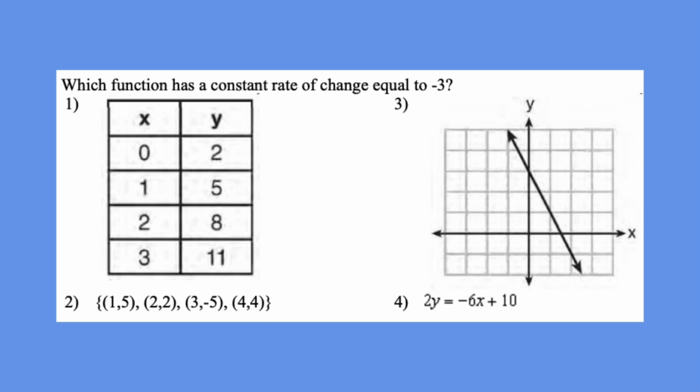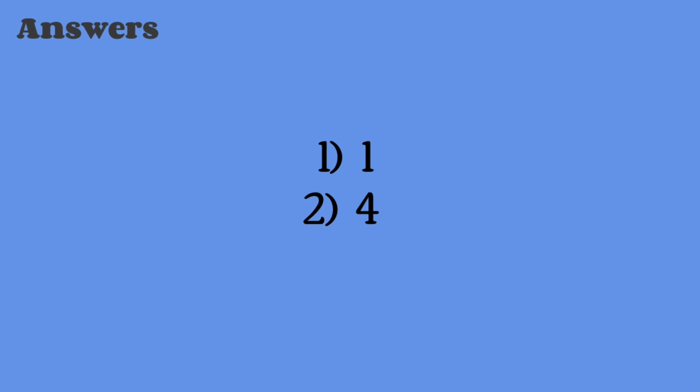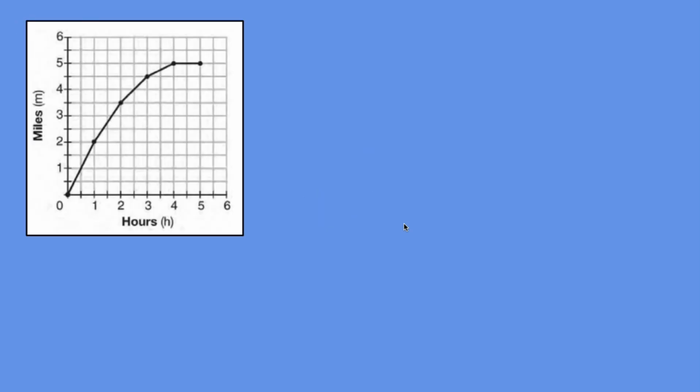Okay, so these are the answers you should have gotten. Number 1 is 1, and number 2 is 4. So let's go over number 1. Here we have our graph, and they asked us to look at each interval and find which had the biggest rate of change. So here's a little hint.